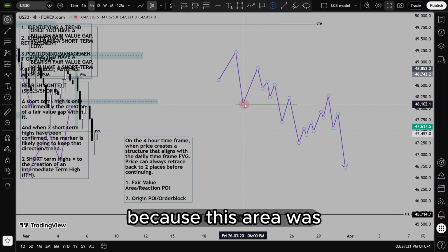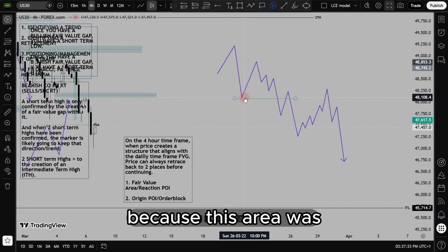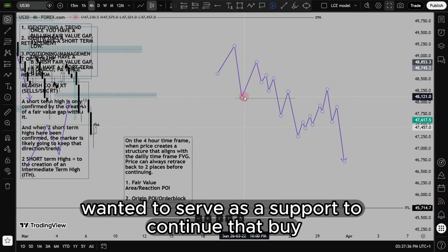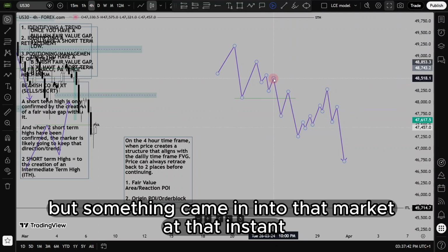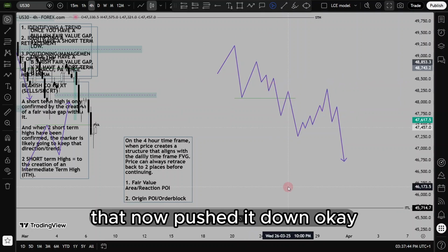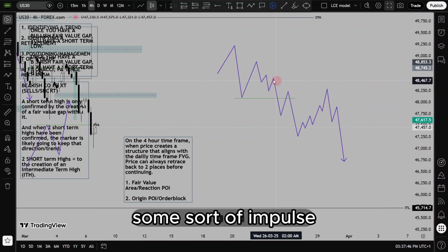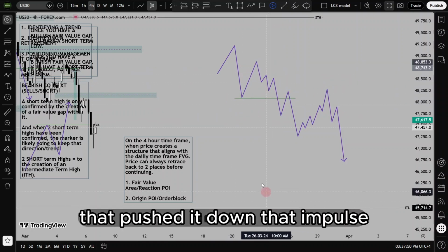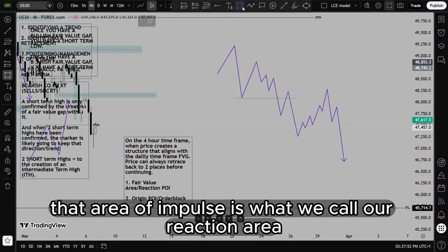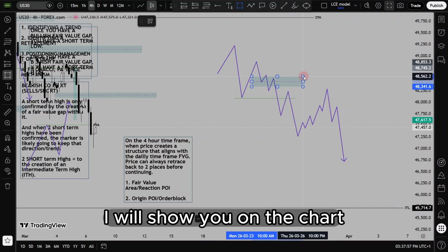All right, because this area wanted to serve as a support to help the buy continue up, but something came into that market at that instant and pushed it down. Some sort of impulse, pressure, or volume came into the market that pushed it down. That area of impulse is what we call our reaction area. I will show you on the chart.